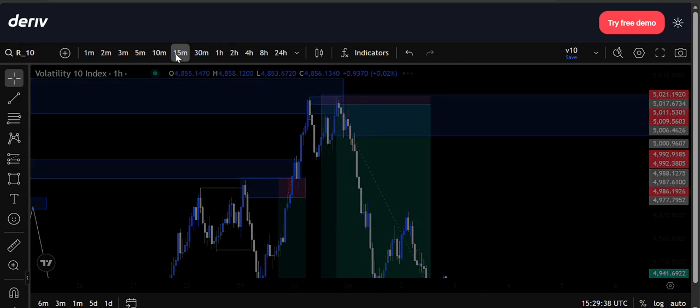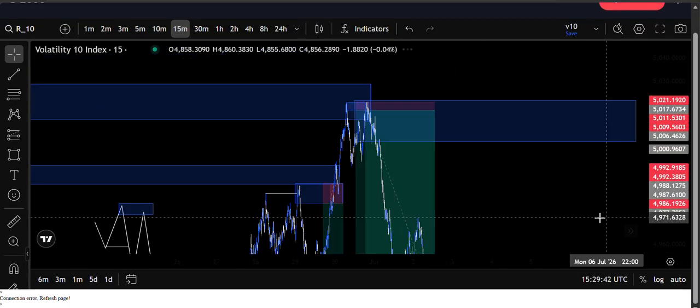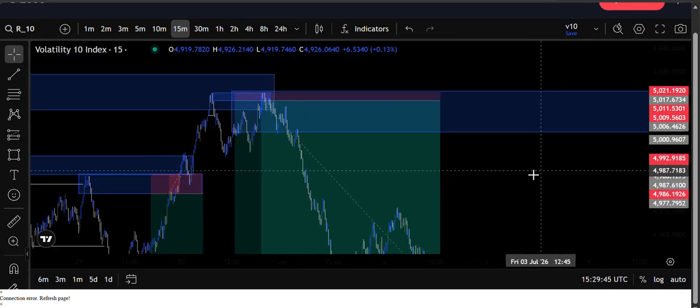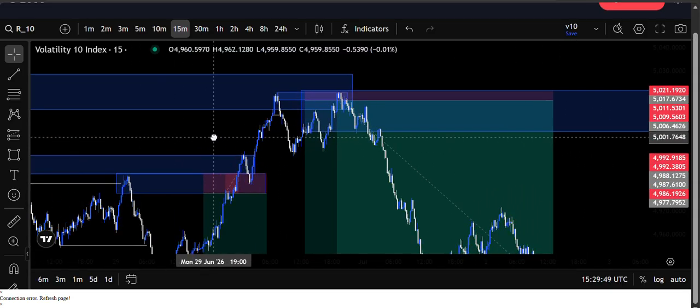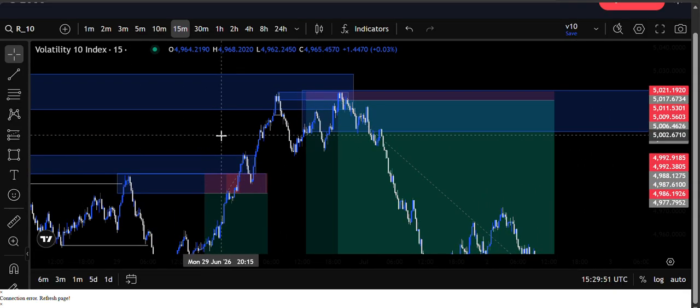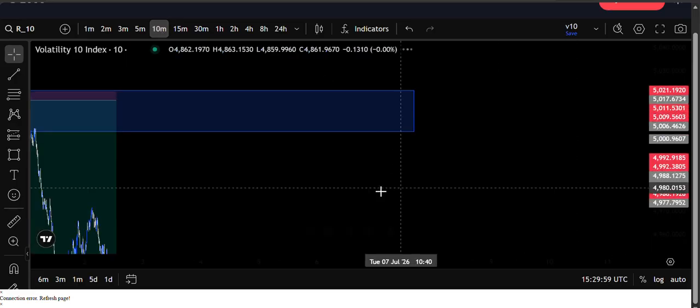Let's see how we got this entry. Let's check the 15-minute time frame first. For the 15-minute time frame, it is not very clear, because we always want to wait for a break of structure. So let's go to the 10-minute time frame. It will be clearer in the 10-minute or the 5-minute time frame.